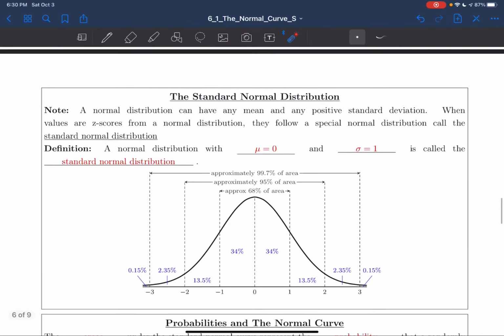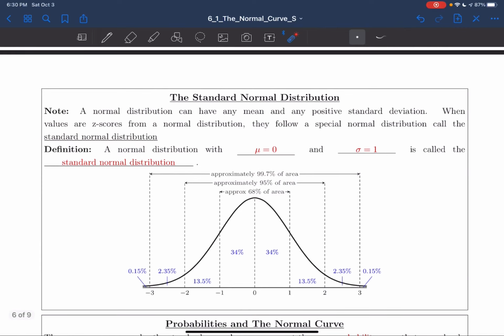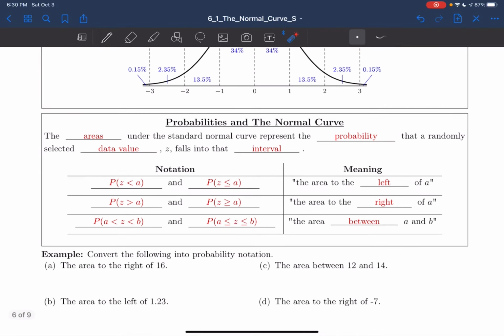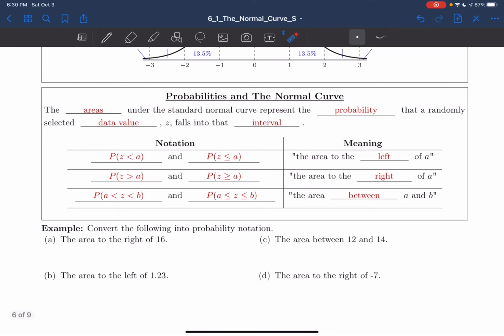Cool. And the reason why we want to do this is because the standard normal curve has really, really nice properties. So here, finding probabilities and the normal curve. The area under the standard normal curve represents the probability that a randomly selected data value, z, falls into that interval.